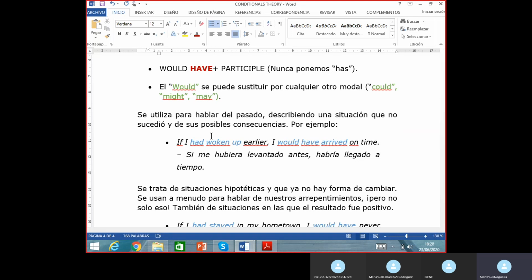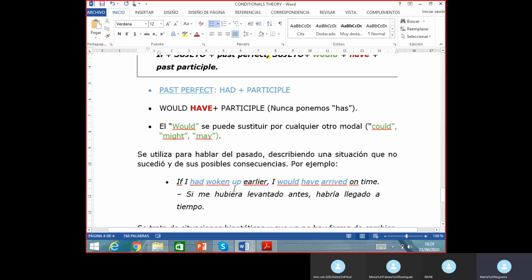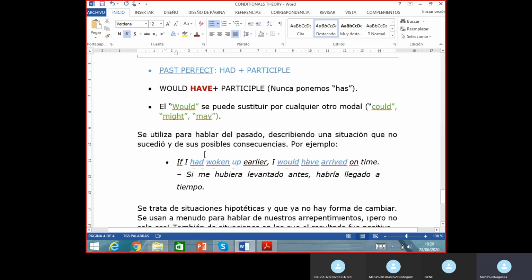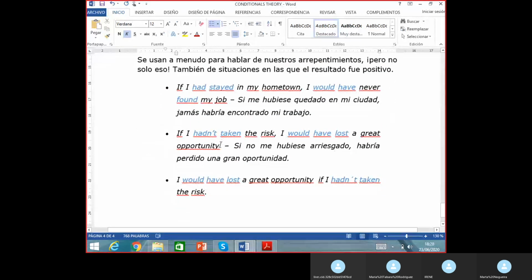This is very easy when you read this. If I had woken up earlier, I would have arrived on time. So you see the structure. Had woken up is a past perfect, and now we have would, then have plus participle. That's it. Let's see 3 more examples. If I had stayed in my hometown, I would have never found my job.